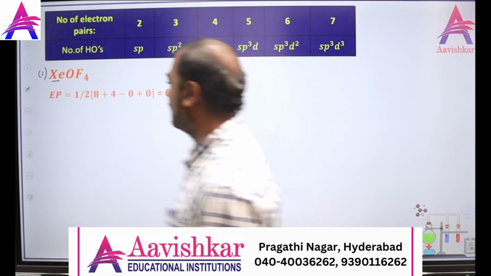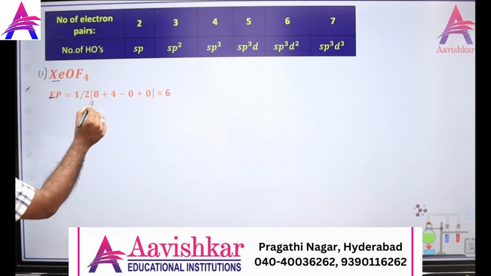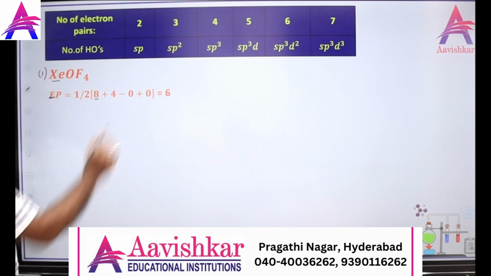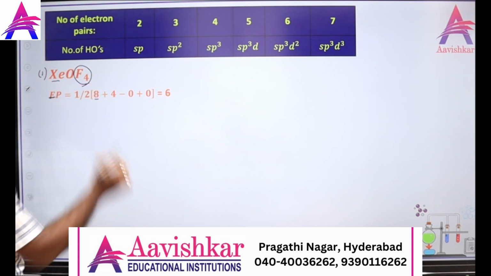Now if you apply the formula, the electron pairs will be numerically equal to half of, this is the valency, then the number of monovalent atoms, that is fluorines. How many fluorines are there? 4 fluorines will be there.